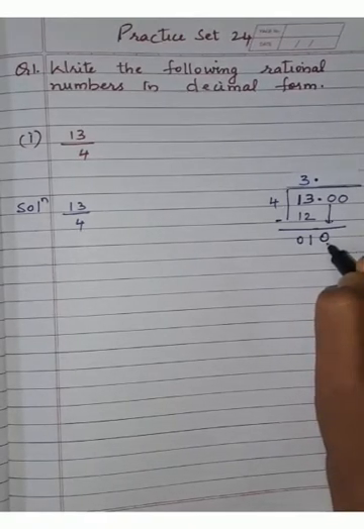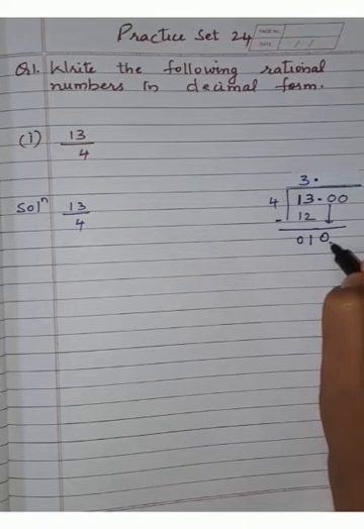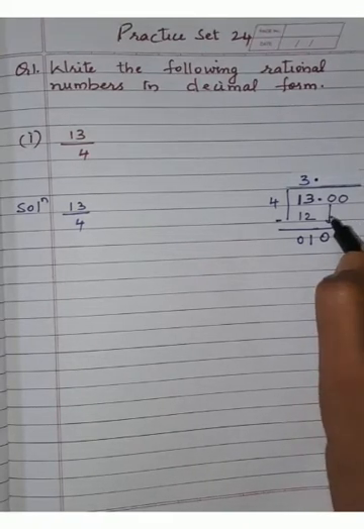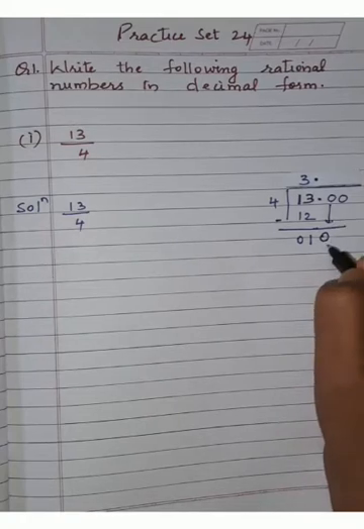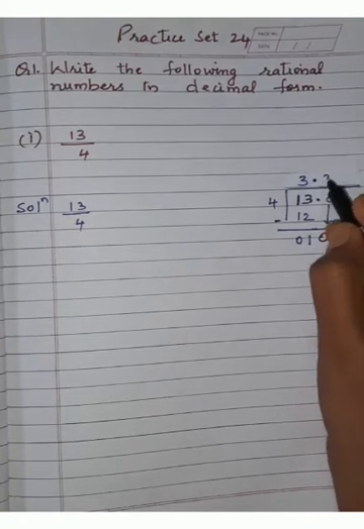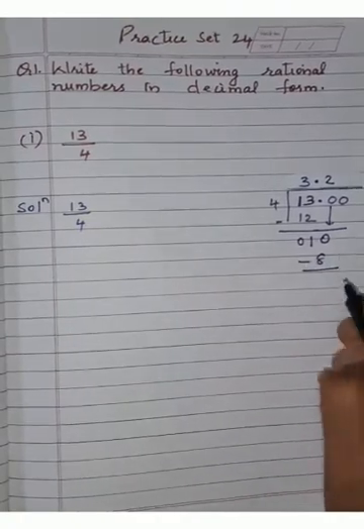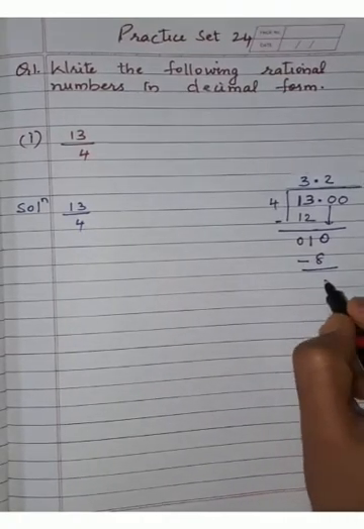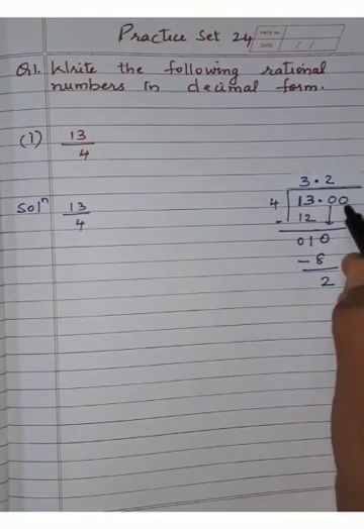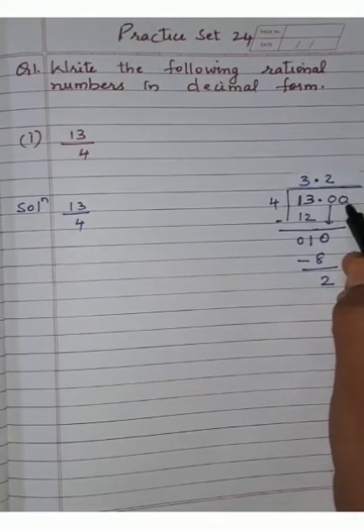So in 4 table, less than 10. 4 ones are 4, 4 twos are 8, 4 threes are 12. 12 we cannot take. It is greater than 10. So we will take 4 twos are 8. Now subtract this. 10 minus 8 is 2.